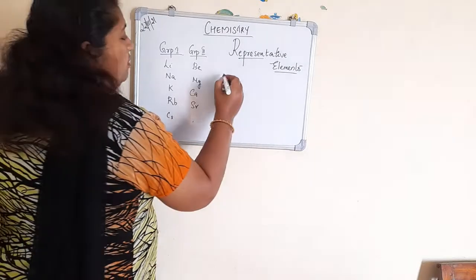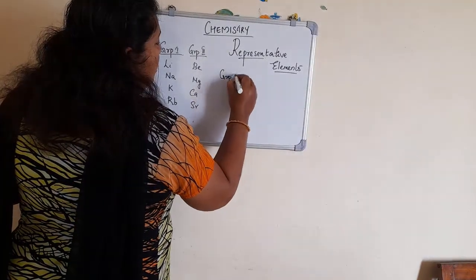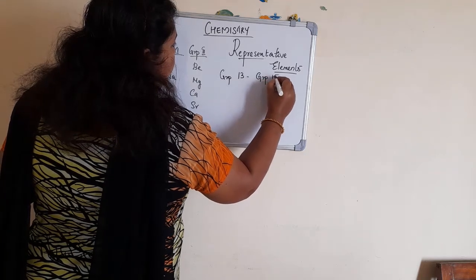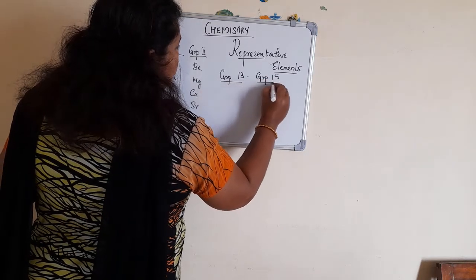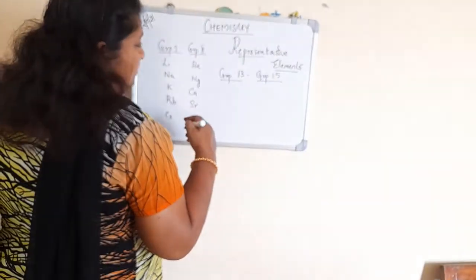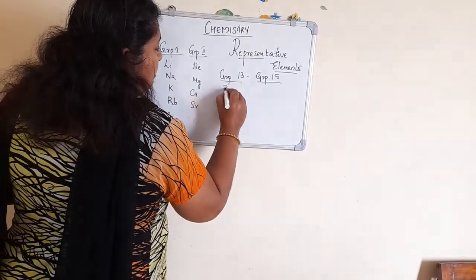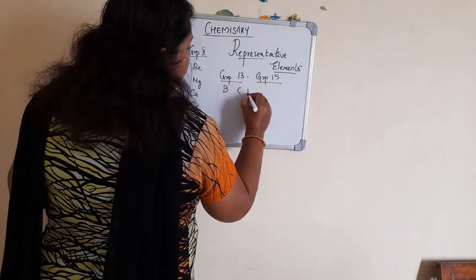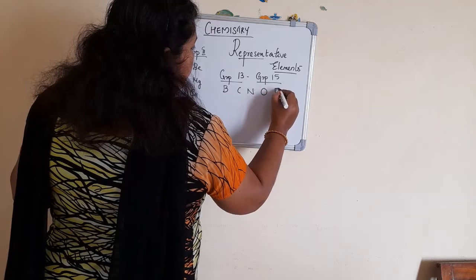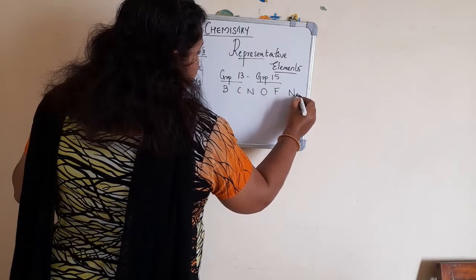Now, from group 13 to group 15. Okay, group 13 to group 15. These are all elements which we have discussed in the earlier class. So here you can see boron, carbon, nitrogen, oxygen, fluorine, neon, etc. Isn't it?